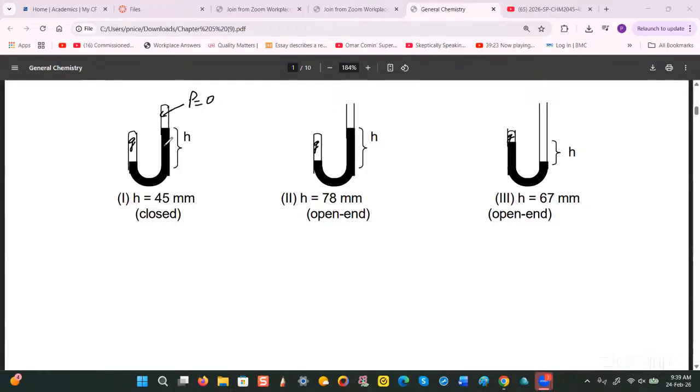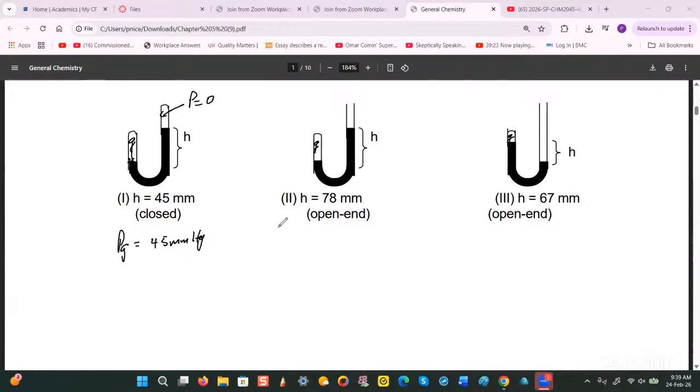So therefore, basically, the pressure that the gas exerts on the surface here would be equal to the mercury level difference between either side of the U-shaped tube. In other words, the pressure of the gas would be equal to 45 millimeters mercury. And that's it, right? So that's the simplest of these 3, right?